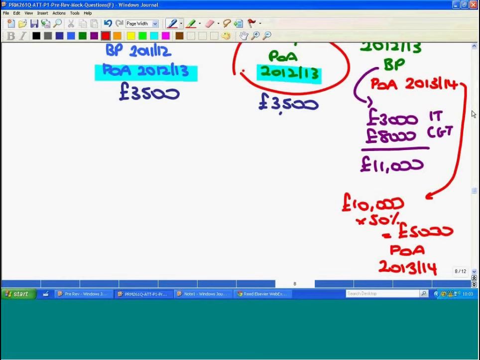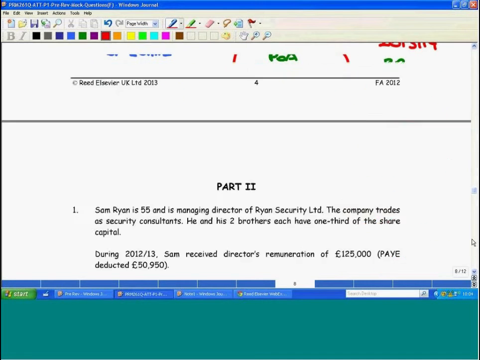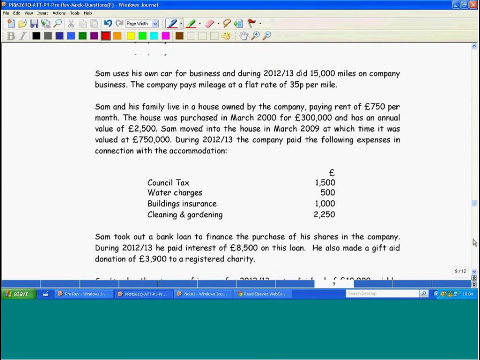Right, so that was the final short form question. So what I would like to do now is just go into the second part of the exam and have a look at a couple of the long form questions. Now if we just turn to question number 1, which was on Sam Ryan.